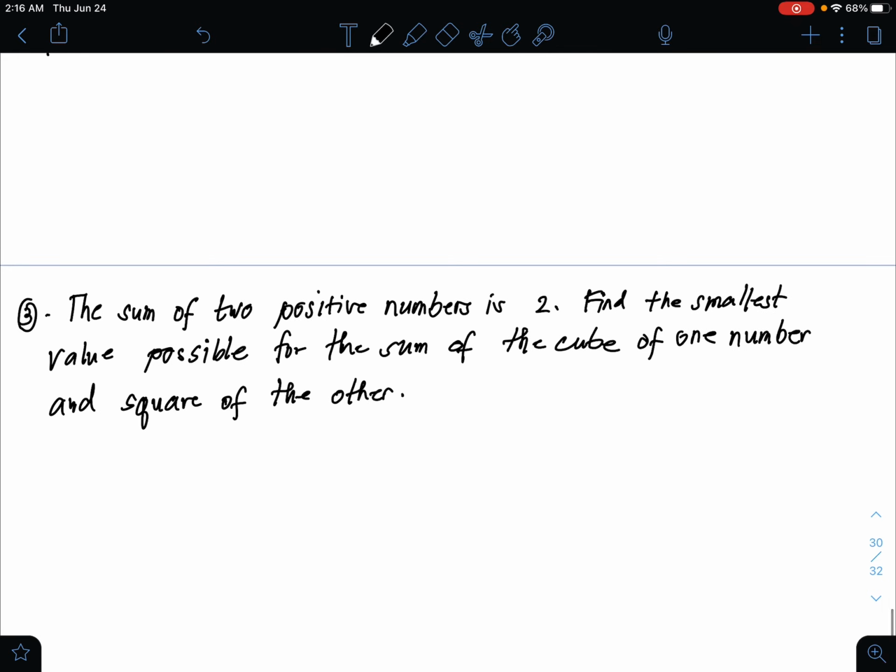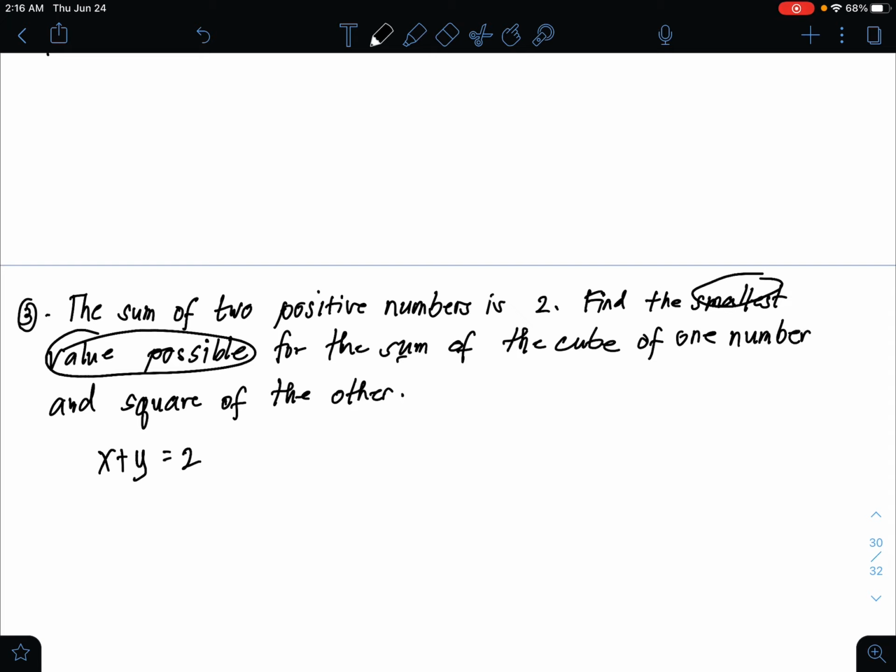Now number 3. Find the sum of two positive numbers, which is 2. Find the smallest value possible for the sum of the cube of one number and the square of the other. It's a bit split, no? So the sum of two positive numbers is 2. So x and y, let's use xy. So the smallest value possible, which is the minimum, is what we are looking for.